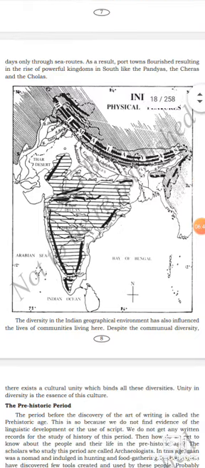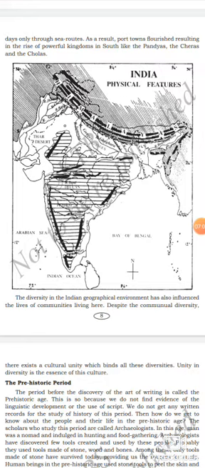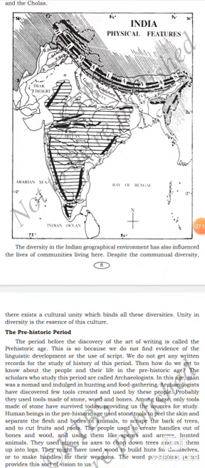On page number 8, the map shows the physical features of India. Listen. The diversity in the Indian geographical environment has also influenced the lives of communities living here. Despite the communal diversity, there exists a cultural unity which binds all these diversities. Unity in diversity is the essence of this culture. What is the essence of Indian culture? Unity in diversity is the essence of Indian culture.